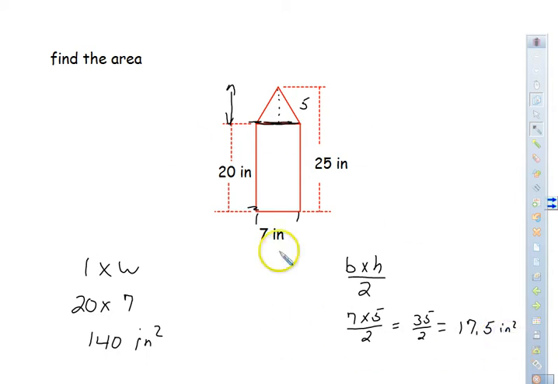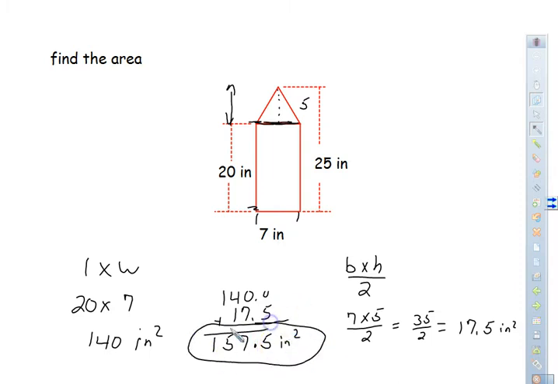Now what do I need to do to finalize this? You need to add both answers together, and you'll see that you get 157.5. So 157 and 5/10 of a square inch. That is my final answer. Okay.